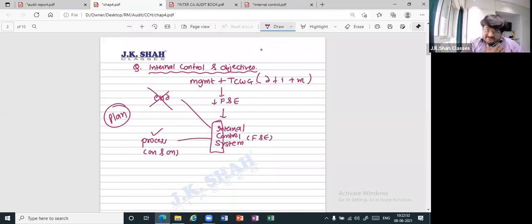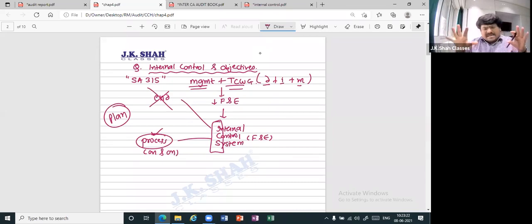Have I told this? No. This is told by SA 315. So as per SA 315, the ICS is not an end. It is a process which is set up by the management and TCWG, designed by the management, implemented by the management, maintained by the management, but checked by the auditor.